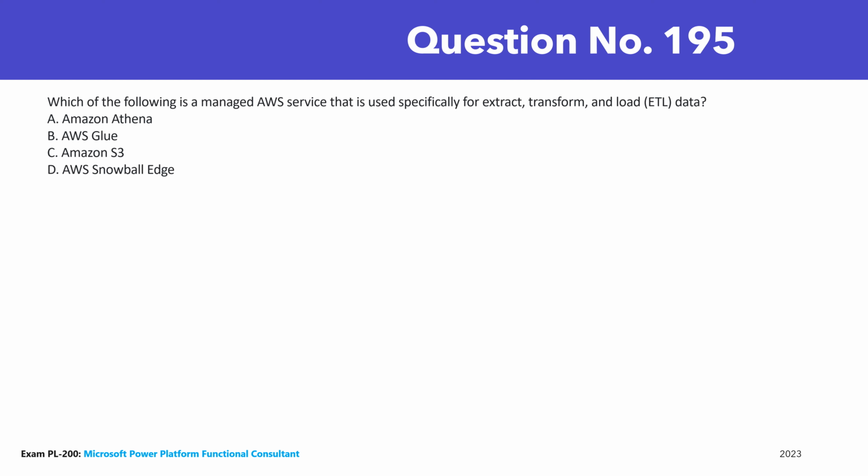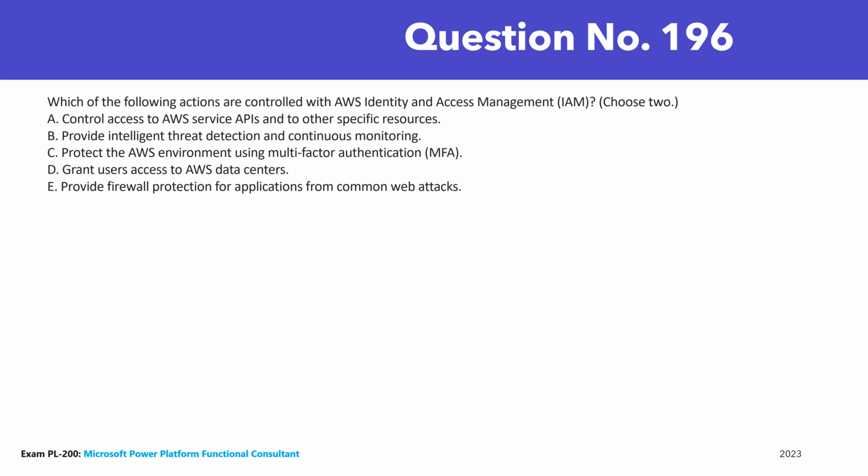Which of the following is a managed AWS service that is used specifically for extract, transform, and load, ETL, data? A. Amazon Athena. B. AWS Glue. C. Amazon S3. D. AWS Snowball Edge. Correct answer, B.